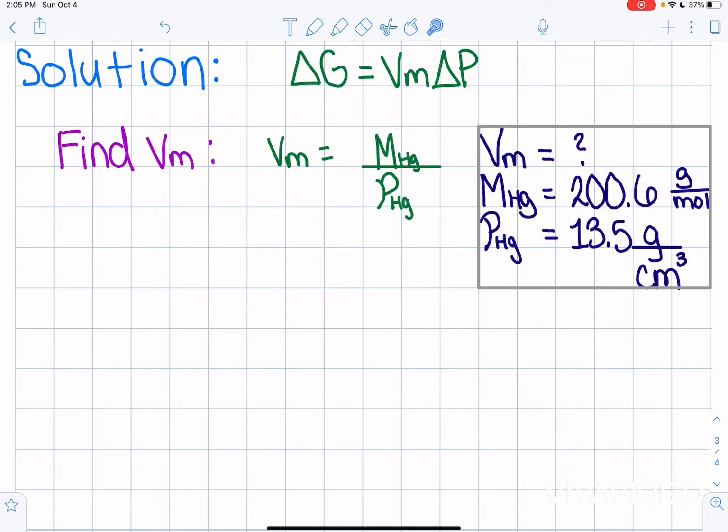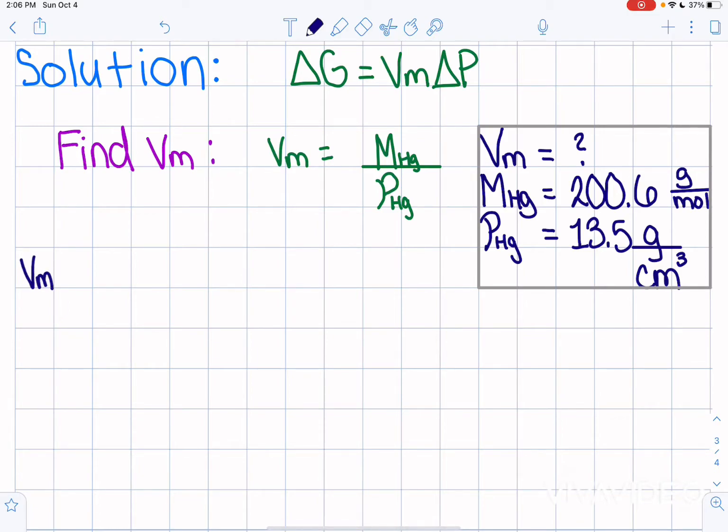So like I discussed, our molar volume is just our volume per mole. And the way that we are going to find that is we are going to use the known molar mass of mercury, which is 200.6 grams per mole, which I found from a periodic table, and the given density of mercury, which is 13.5 grams per centimeter cubed. And we are going to divide those just like this.